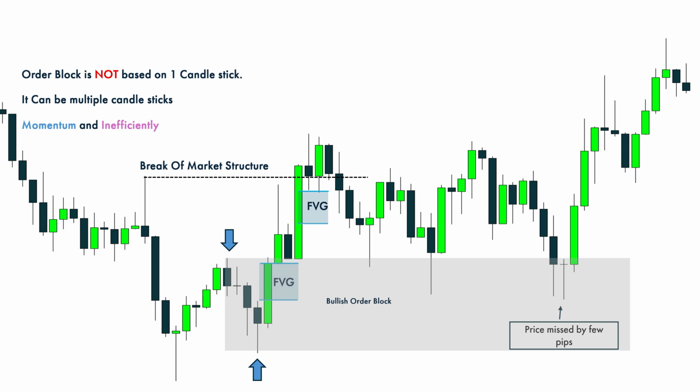That entire zone, not just a single candle, represents the area where smart money accumulated their long positions before aggressively moving the market. So the lesson is this. Don't just box in one candle and call it an order block. Zoom out. Pay attention to momentum, inefficiencies, and where the real shift in control begins. That's how you align with institutional footprints and avoid false zones that never get respected.